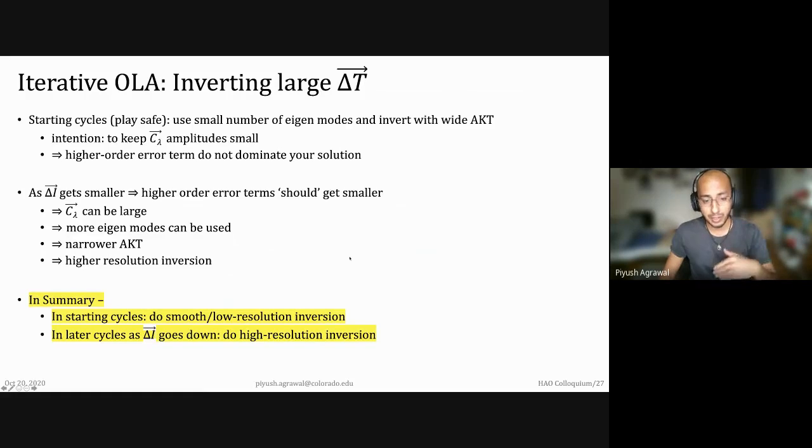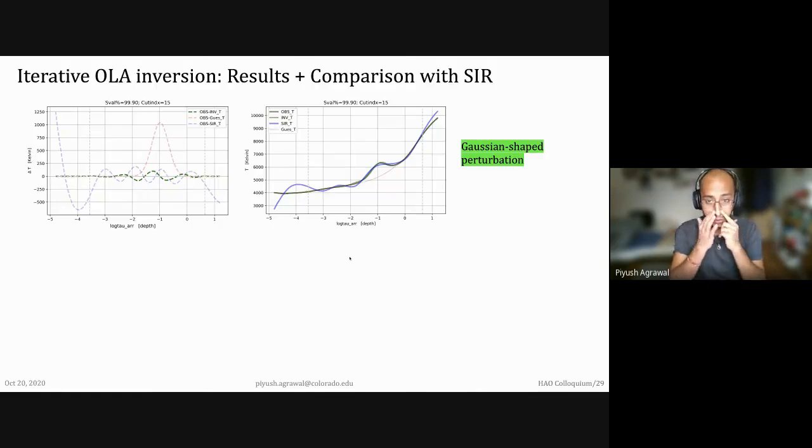When you incorporate this iterative OLA scheme, this is what the results look like. Again, the red one is your starting guess model, how far away it is from the real atmosphere. The green one is the iterative OLA inverted atmosphere, and in blue, for comparison purposes, I'm plotting the SIR inversion, what SIR will spit out. And again, the idea is that you want these curves to be close to zero, in which case your solution would be closer to the real atmosphere.